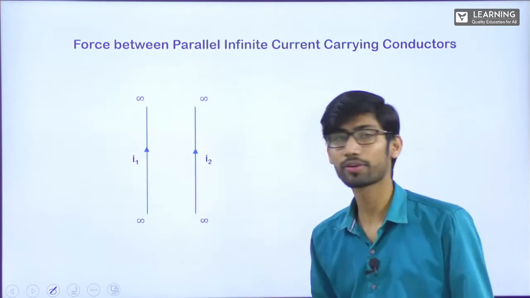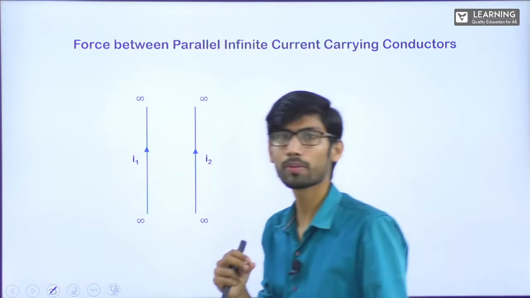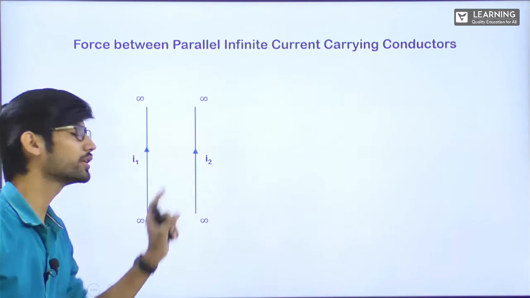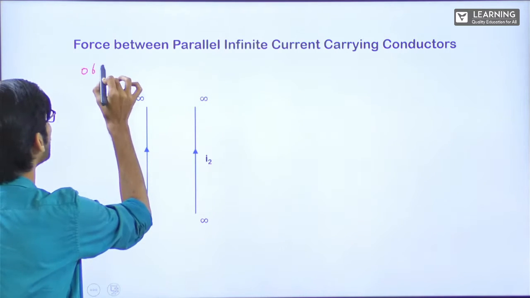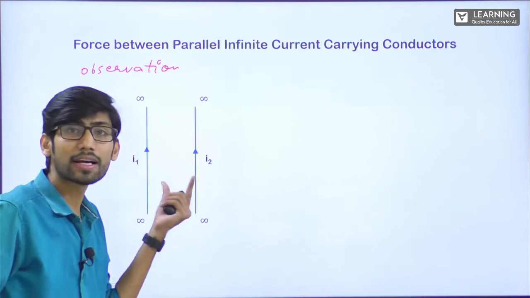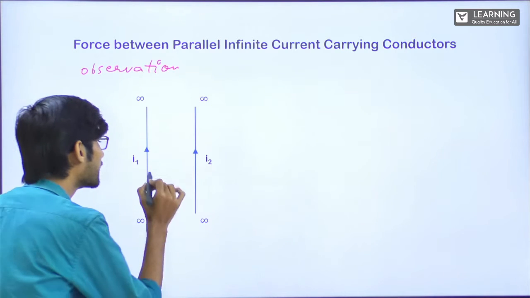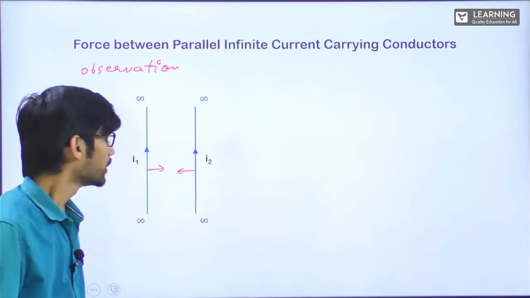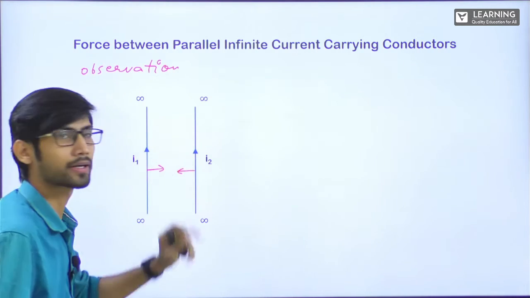Suppose there are two infinite wires. This infinity sign means it's a very long wire. Both the wires are very long. Or you can assume these two are kept near each other. Current flowing here is I1, here is I2. Both are in the same direction. Now what the observation is, that if the current is in the same direction, both the wires will experience an attractive force towards each other. So this wire will be attracted by this wire and this wire will be attracted by this wire.